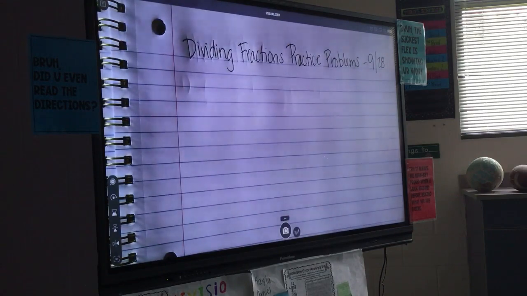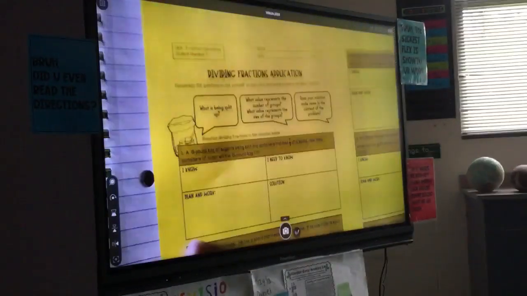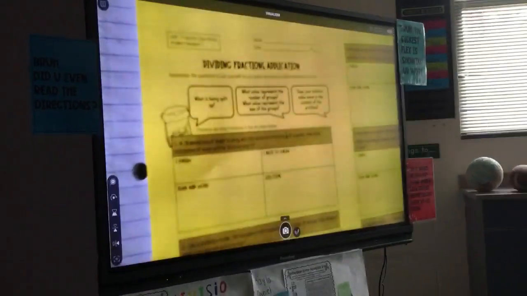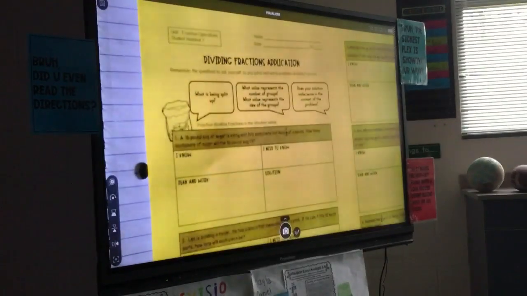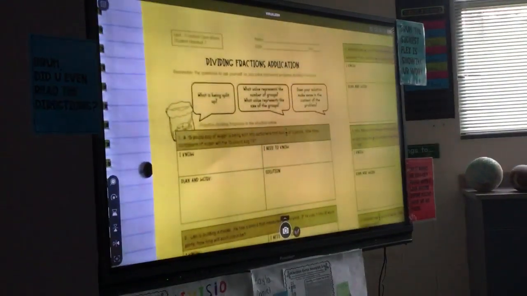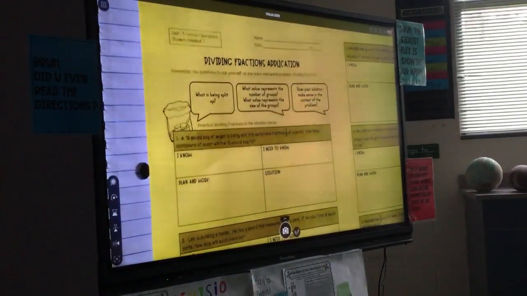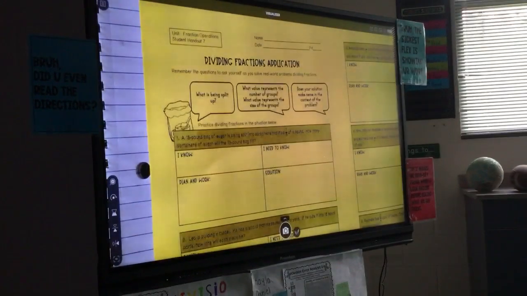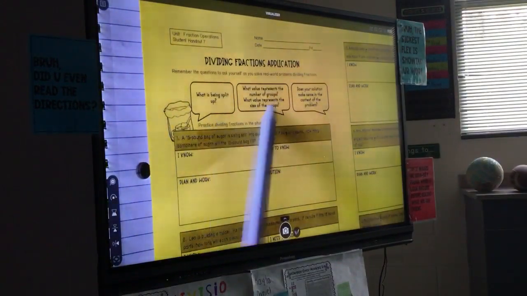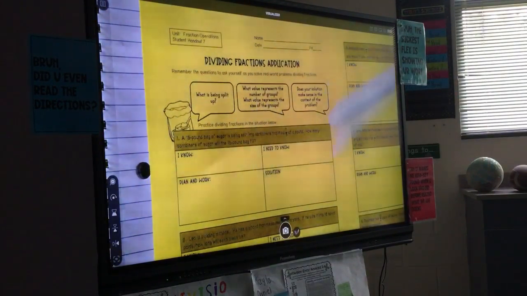All right, grab the yellow sheet of paper that I just passed out to everybody. So this is very similar to what we did yesterday at the bottom of our notes page. So if you need to refer back to that while you're working on this today, that is fine. What you need to remember is what is being split up, what's the value of the number of the groups, and the value of the size, and then does my answer make sense?